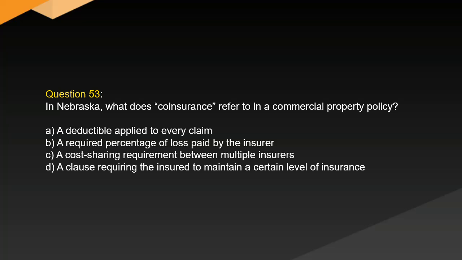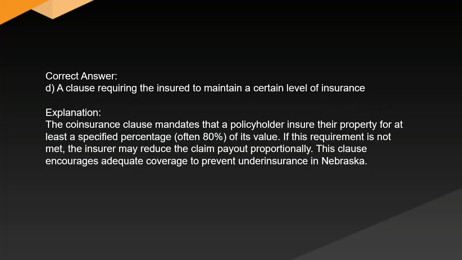Question 53. In Nebraska, what does coinsurance refer to in a commercial property policy? A. A deductible applied to every claim. B. A required percentage of loss paid by the insurer. C. A cost-sharing requirement between multiple insurers. D. A clause requiring the insured to maintain a certain level of insurance. Correct answer. D. A clause requiring the insured to maintain a certain level of insurance.